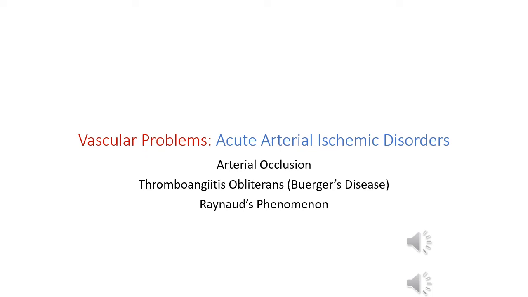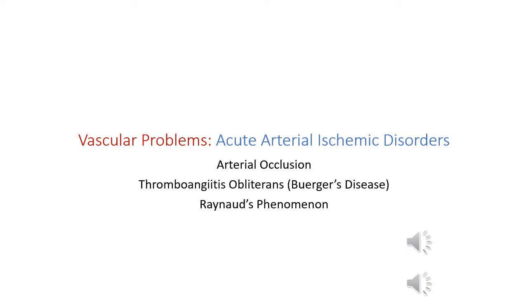In this very short voiceover, we're going to talk about acute arterial ischemic disorders, including arterial occlusions, Thromboangiitis Obliterans, also known as Buerger's disease, and, much easier to say, Raynaud's phenomenon.